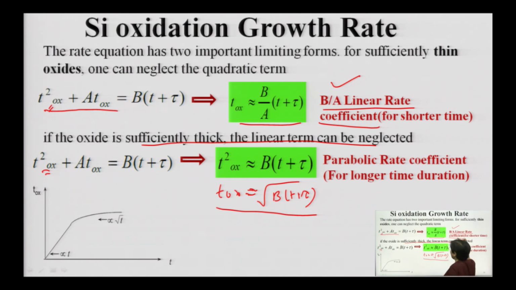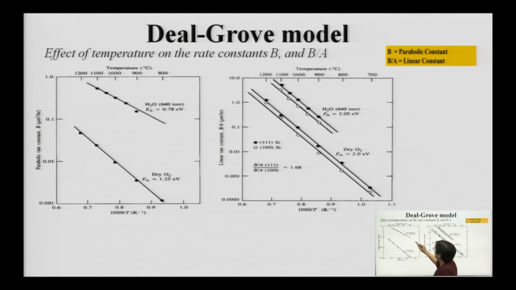So, that means the rate of growth of the oxide layer, SiO2 growth on silicon, will have two limiting cases. When the oxide thickness is very small, there will be linear coefficient growth, and slowly as the thickness increases, it will be proportional to the root of time. Beyond a certain point, the growth will retard. So, this is how we have different effects.